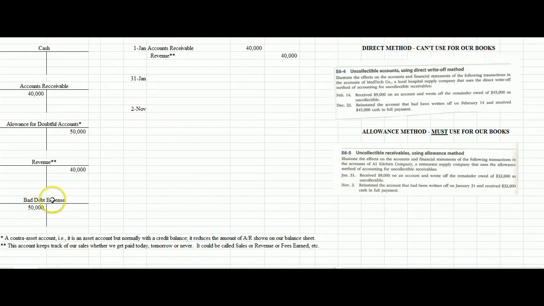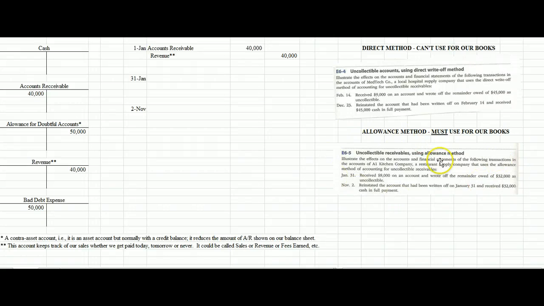So we debit bad debt expense for $50,000, expense to debit. We don't know which accounts receivable we should specifically write off, so we have to set up this allowance account, this reserve account, this contra asset account, this placeholder account, however you want to think of it, with a nice credit balance of $50,000, and we'll use that up as individual accounts receivable go bad on us.